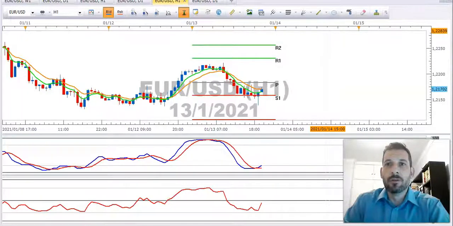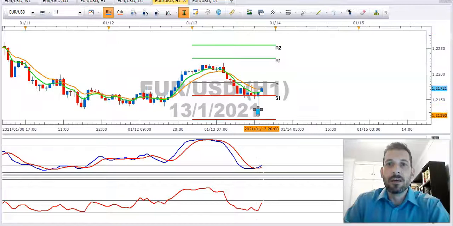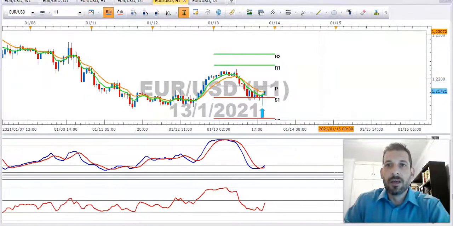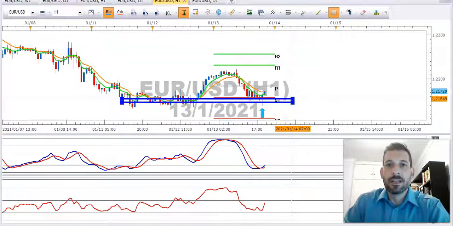And what I want to do is draw your attention to the fact that the Euro US dollar is holding its support on the S1 pivot. And what we can do is we can actually draw support right here. So you can see there's a confluence of support.